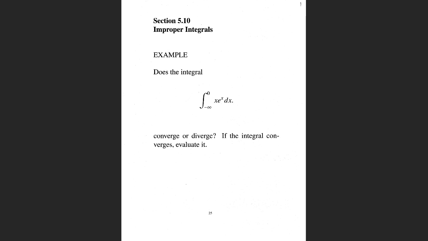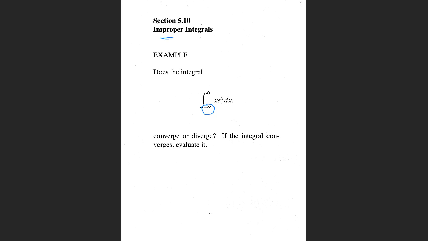Okay, so let's look carefully at this integral. It's a definite integral, but we're calling this an improper integral. Why would we be calling this an improper integral? That's right, Jonathan. Very good. The bottom limit is negative infinity, right? So that's going to make this integral an improper integral.